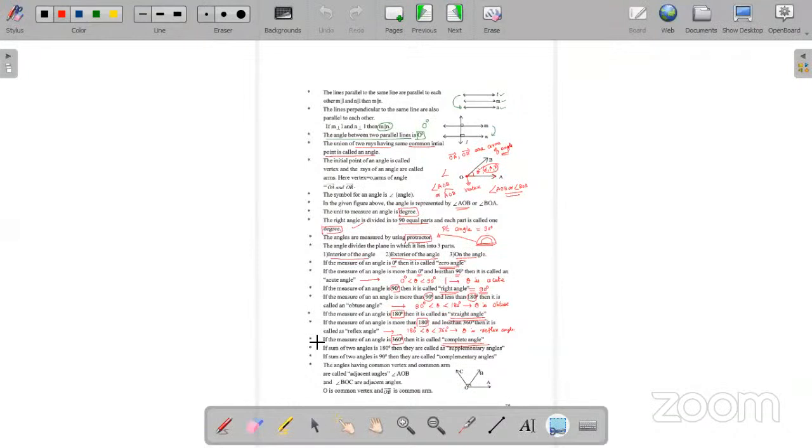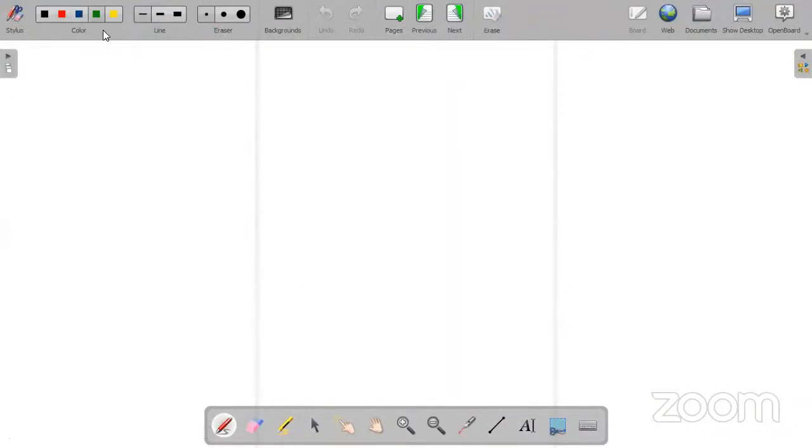So next we shall discuss one more important point. See, for example, let us say this A is equal to 60 degrees and B is equal to 120 degrees. So then what do you say about these two angles?